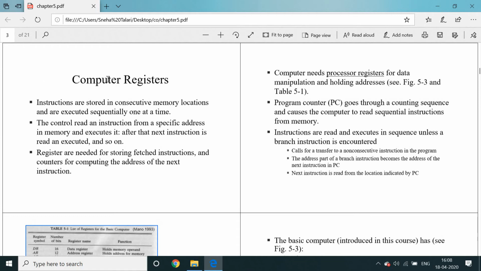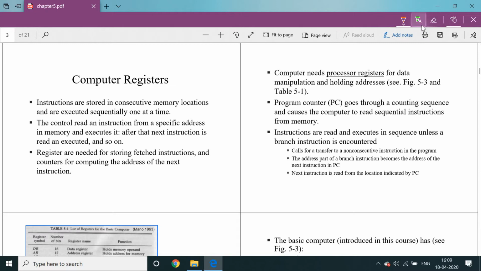Coming to the next topic, computer registers. This is also very, very important. Computer register means, previously we have seen the definition of the register. A register is a group of flip-flops which is used to store binary information, and it is always represented in rectangular boxes in any block diagram.